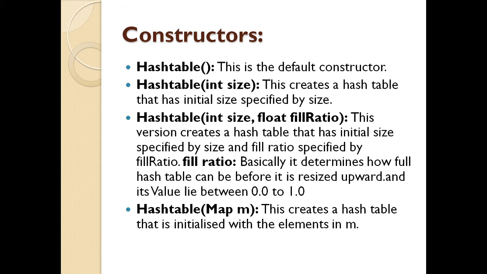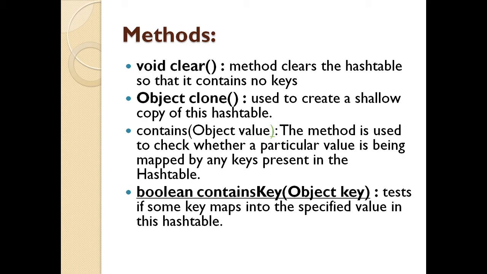If we want to clear the hash table, we have a method called void clear. Object clone is used to create a shallow copy of the hash table. The contains method, by passing the parameter object value, is used to check whether a particular value is being mapped by any keys present in the hash table. If it does not match, it will return a false value, else return true. Boolean containsKey, object key. It tests if some key maps into the specified value in this hash table.